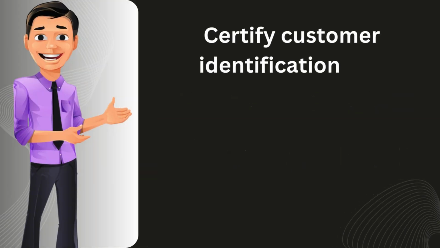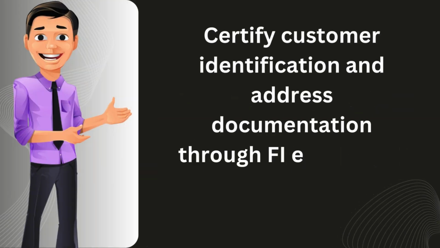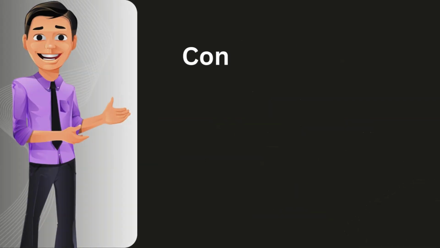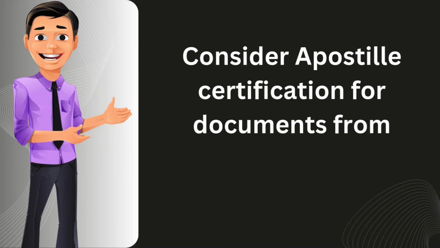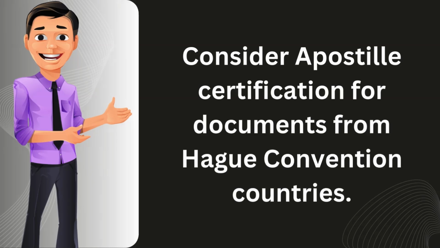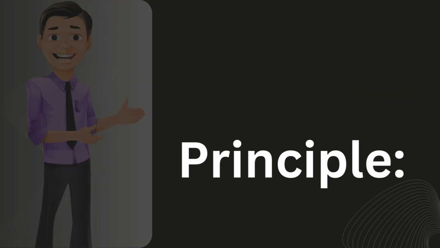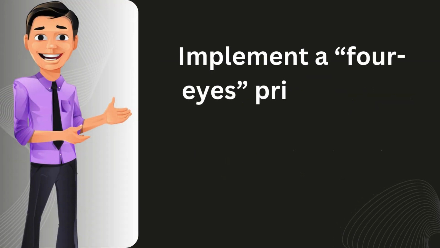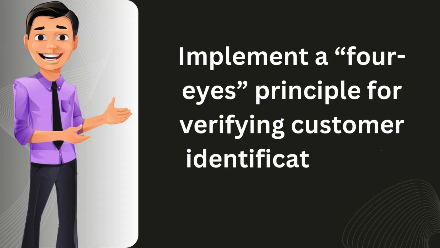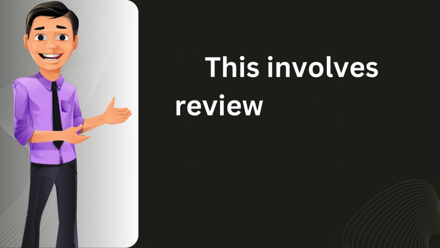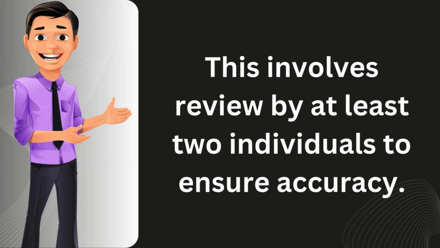certification procedures. Certify customer identification and address documentation through FI employees or reputable third parties. Consider apostille certification for documents from Hague Convention countries. 6. Review and verification processes. 4 Eyes Principle. Implement a 4 Eyes principle for verifying customer identification and CDD information. This involves review by at least 2 individuals to ensure accuracy.